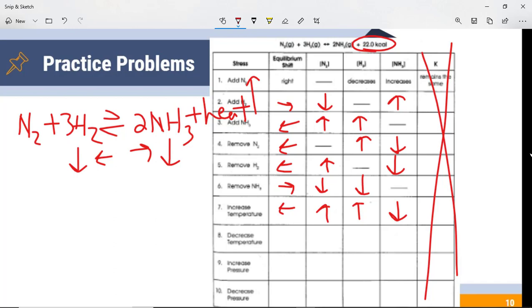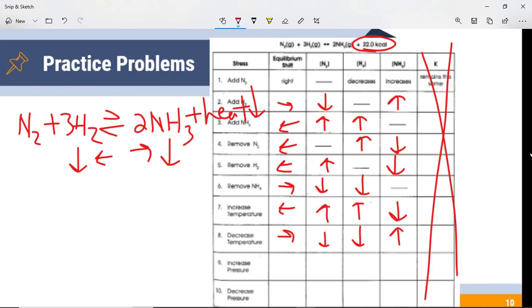We decrease the temperature. So the opposite's going to happen here, right? Equilibrium is going to shift to the right. And as a result, we're going to see N2 decrease, H2 decrease, and NH3 increases. We make more product when equilibrium shifts to the right.